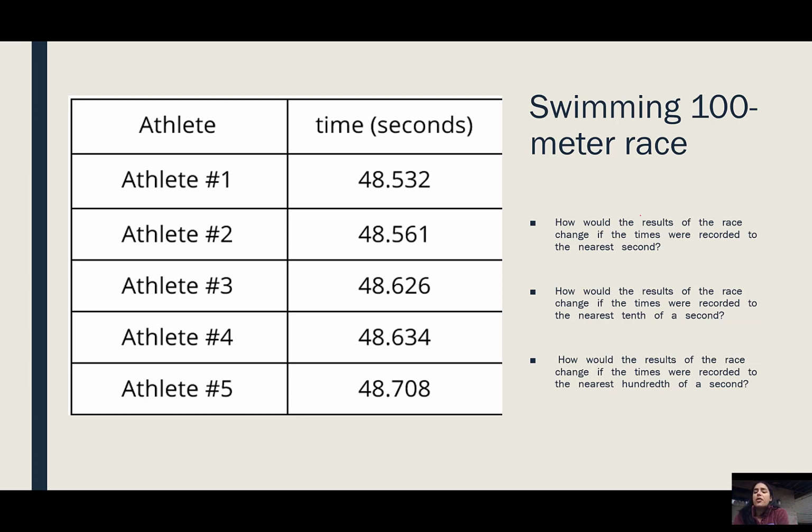We want to think about 3 things based on the time in seconds of these 5 athletes. How would the results of the race change if the times were recorded to the nearest second? How would the results of the race change if the times were recorded to the nearest tenth of a second? How would the results of the race change if the times were recorded to the nearest hundredth of a second?